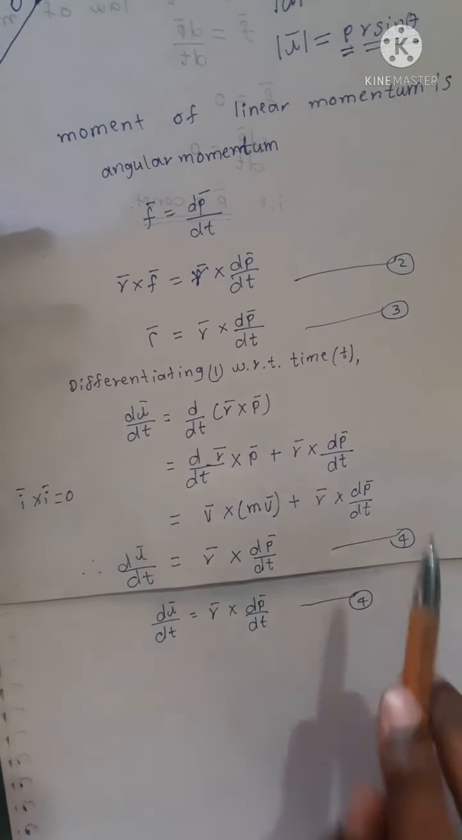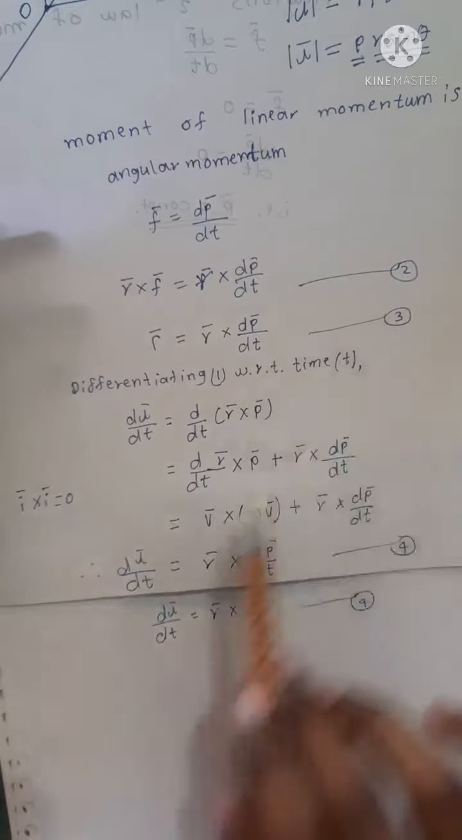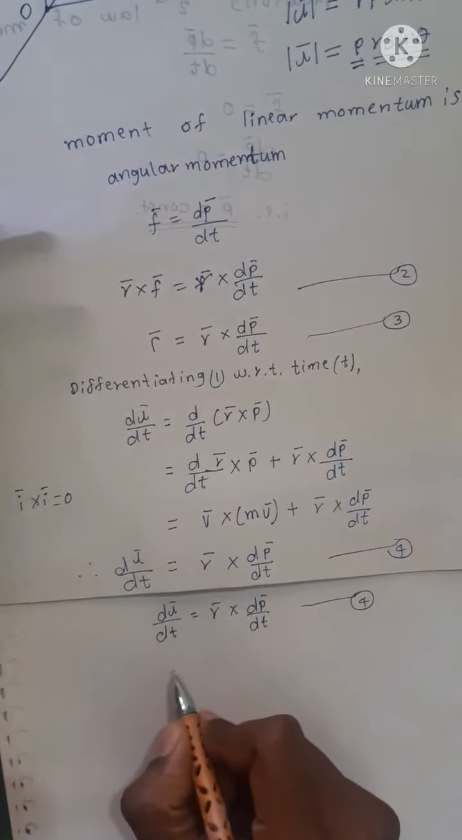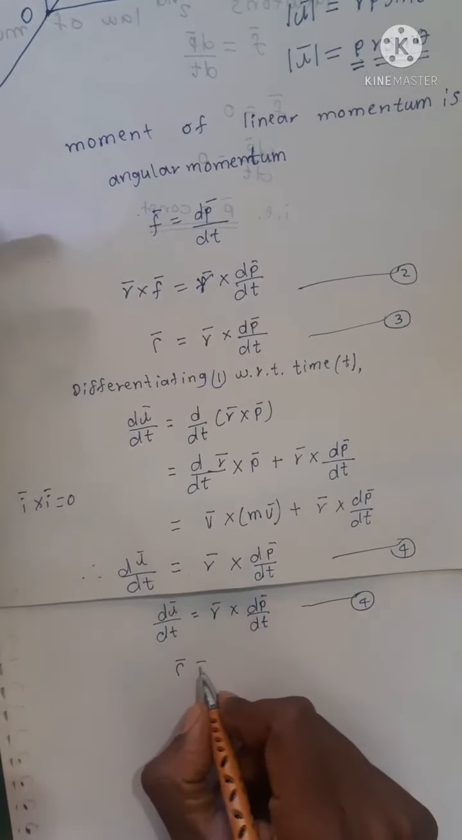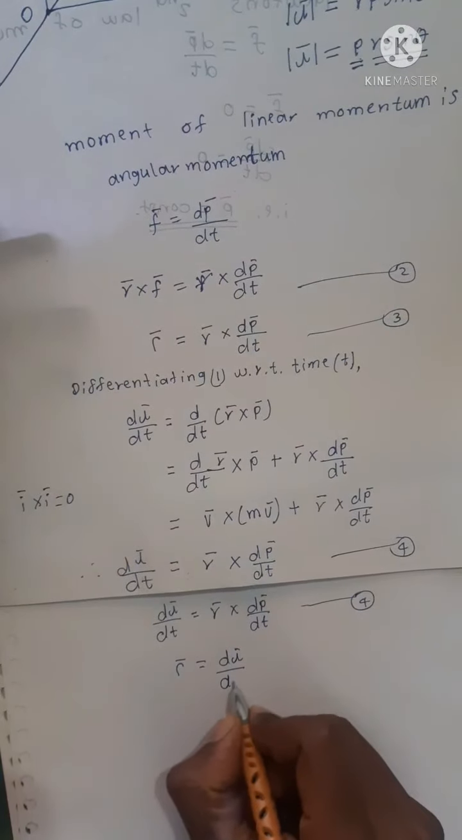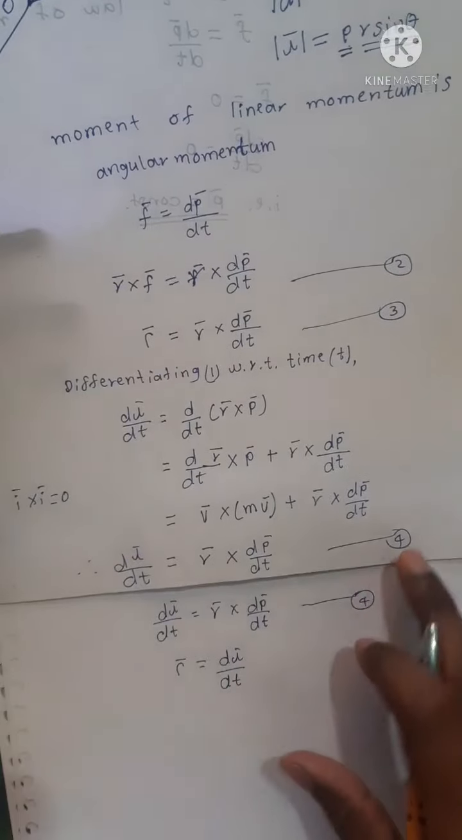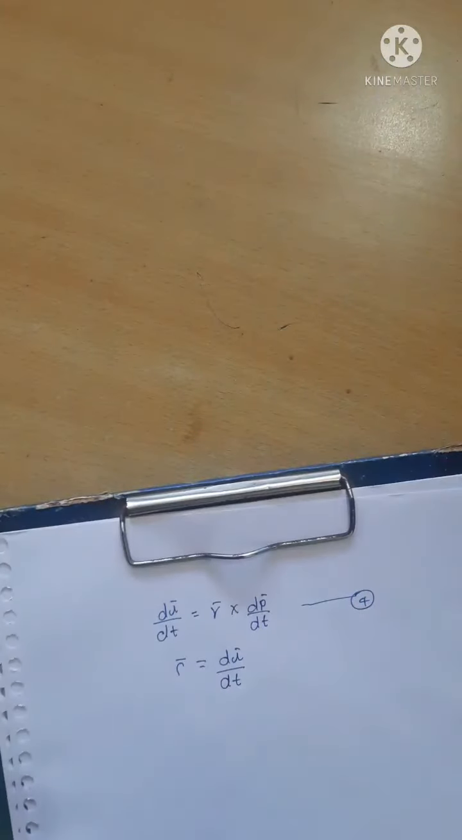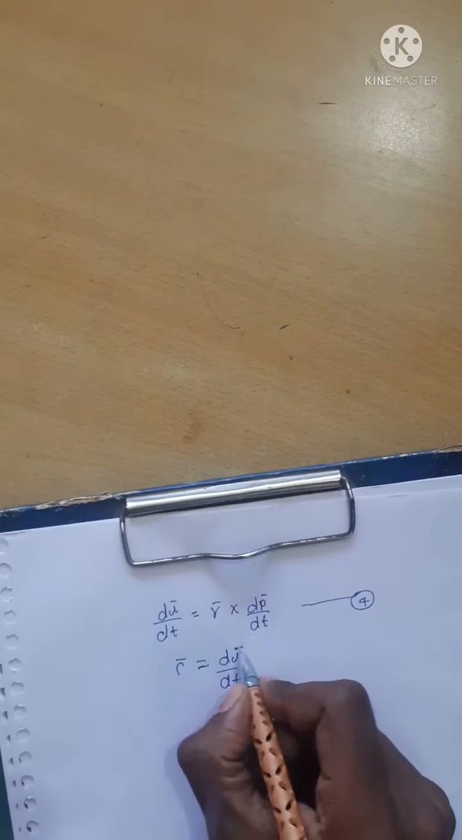Now compare equation 3 and equation 4. We see the right-hand side is the same, so the left-hand side should be the same, that is, tau bar is equal to dL bar by dt. So we are just comparing equation 4 and 3. We got the relation tau bar is equal to dL bar by dt, that is, torque is nothing but the rate of change of angular momentum.